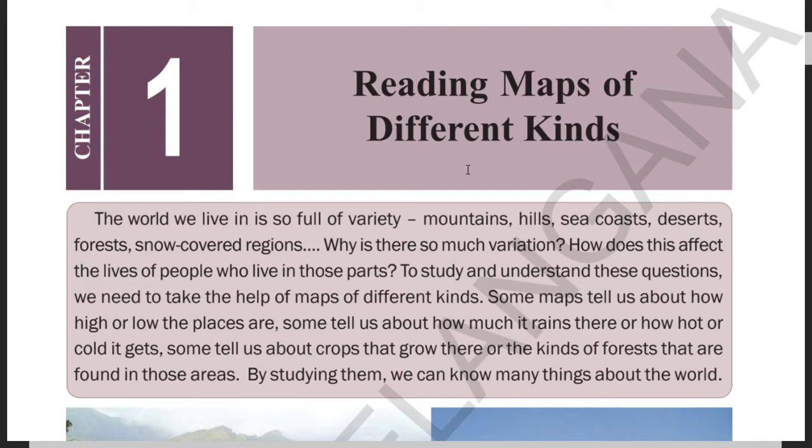To study and understand these questions, we need to take the help of maps of different kinds. Some maps tell us about how high or how low the places are. Some tell us about how much it rains there, or how hot or how cold it gets. Some tell us about crops that grow there or the kinds of forests that are found in those areas. By studying them, we can know many things about the world.